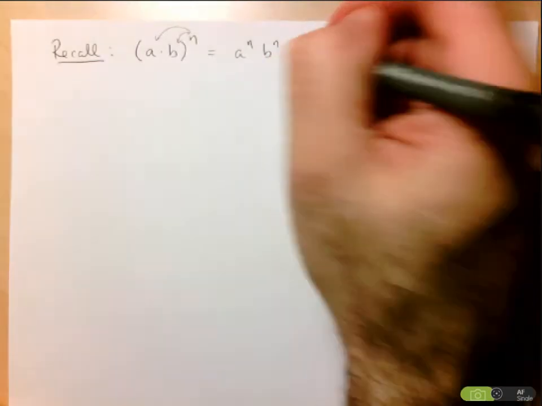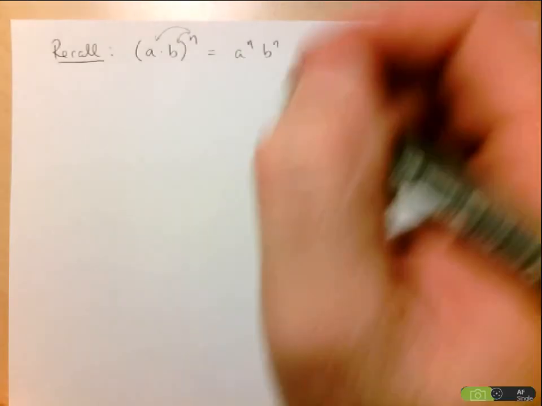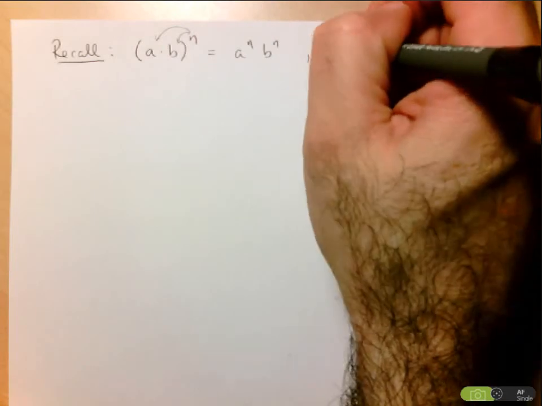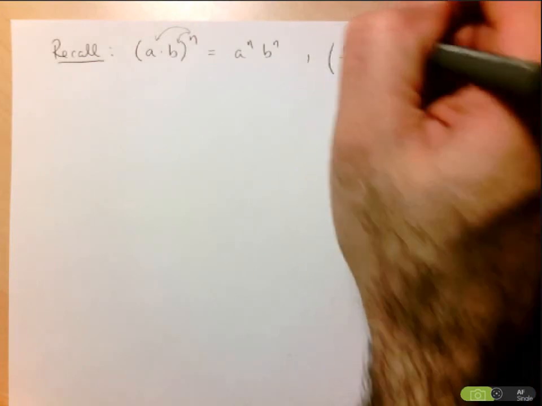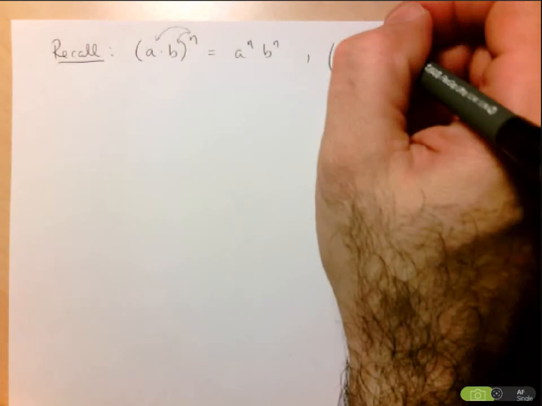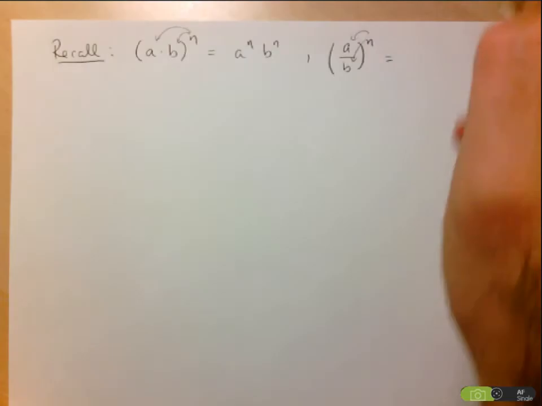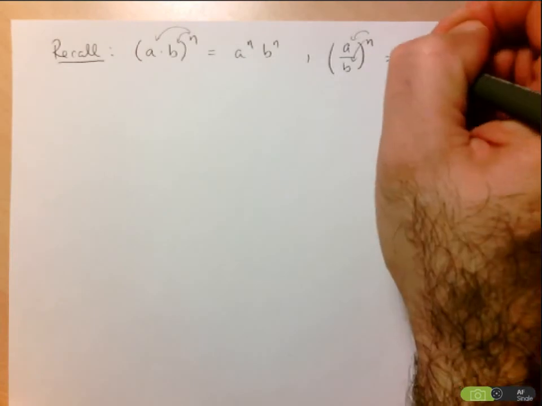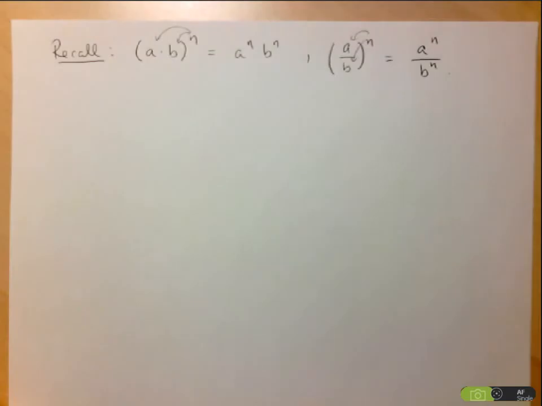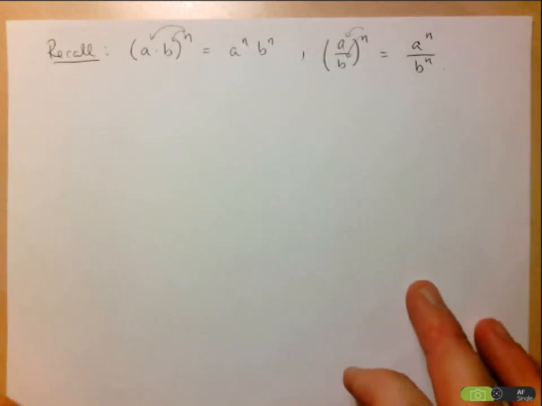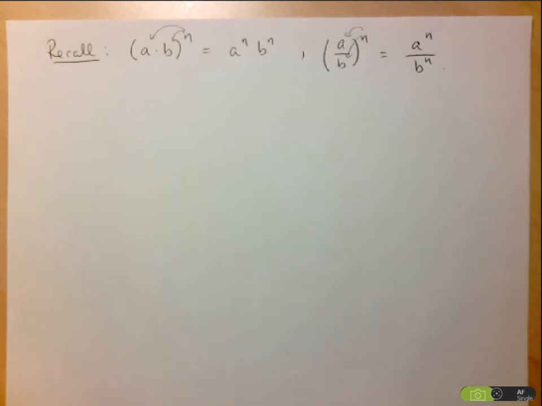Okay, and similarly we can do the same when we're working with quotients. So if I have the quotient a over b to the exponent n, I can distribute this exponent to each part of the quotient. So this is a to the n over b to the n. Okay, and we're going to keep this in mind as we're doing some of these examples. So let's take a look at some of the conventions that we follow when we're simplifying these expressions.